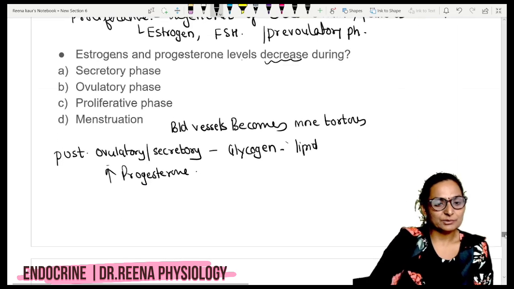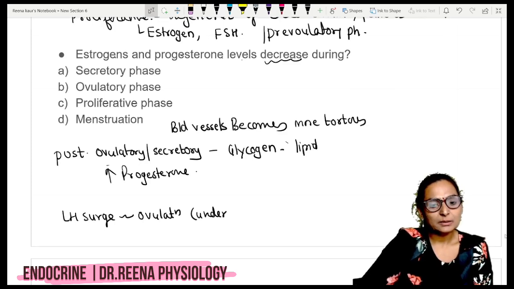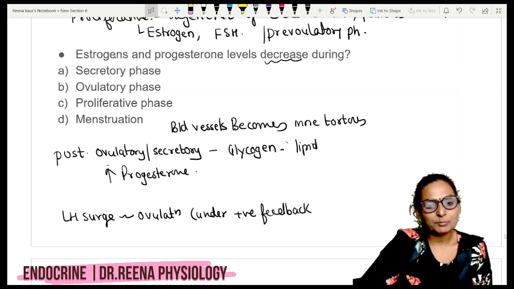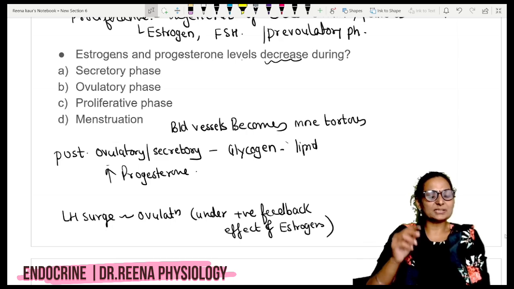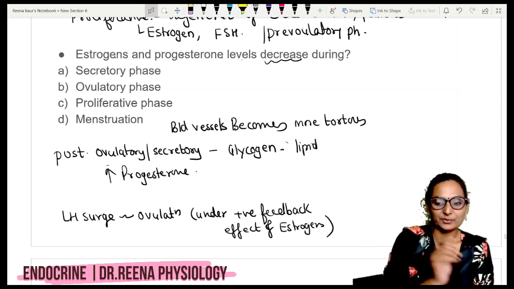So this is basically a phase under the effect of progesterone, right? And the LH surge occurs only at the time of ovulation. It is under the positive feedback effect of estrogens. The estrogens bring about a positive feedback effect on LH, and there's going to be the LH surge, right? So pre-ovulatory, ovulatory, and post-ovulatory.